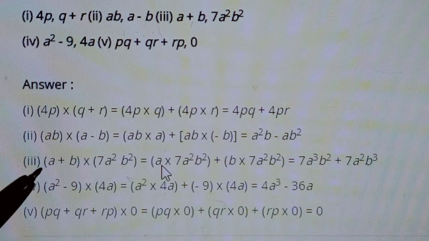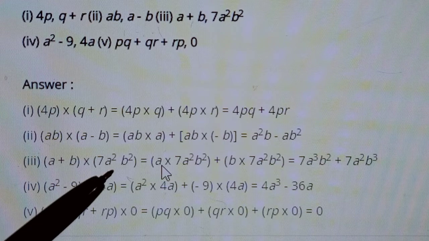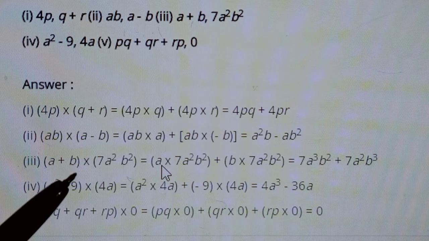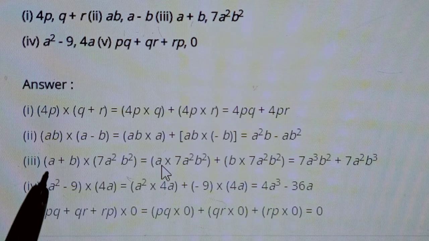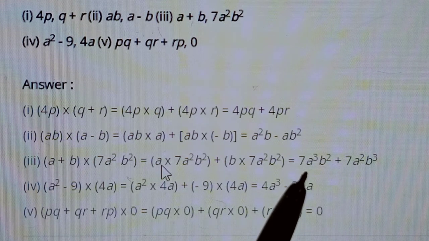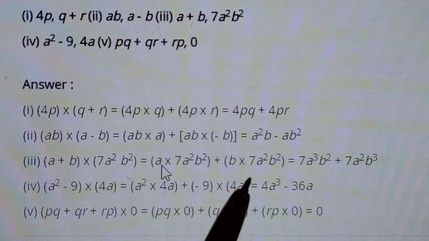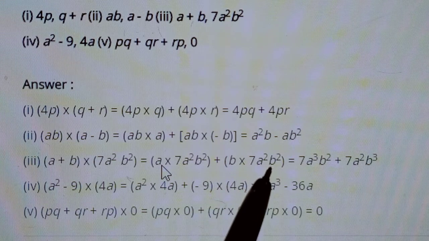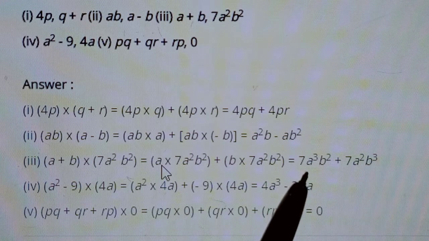Likewise, for the third one, your binomial is a plus b, and the monomial to be distributed is 7a square b square. So 7a square b square is multiplied with a as well as with b. When it is multiplied with a, the number comes as it is, then a square and a make a cube, and b square will be written next to it because it did not have any other b. For the second part, 7 comes as it is, a square as it is, no other a was there, b square with another b becomes b cube. So that becomes your answer, right?